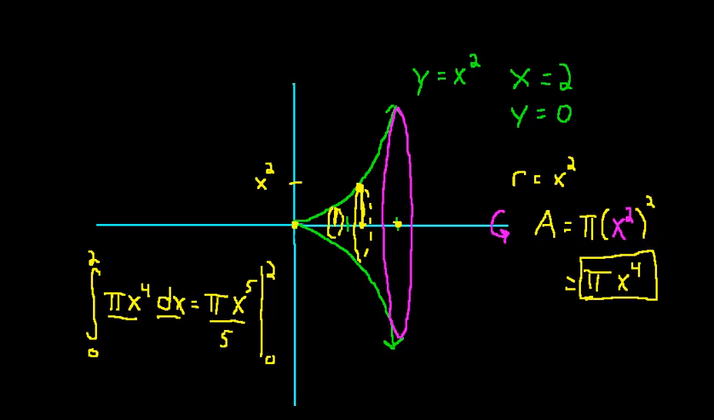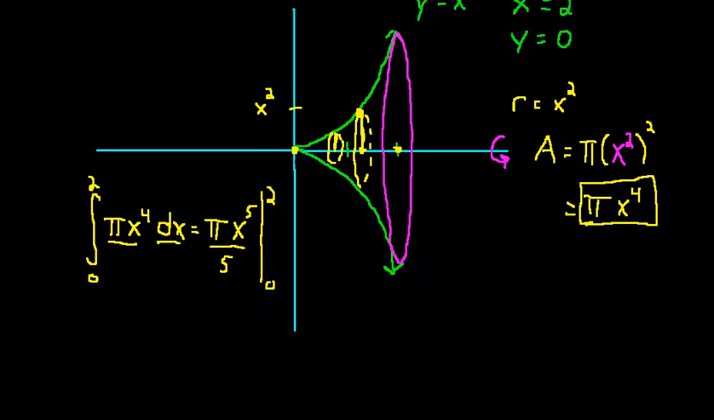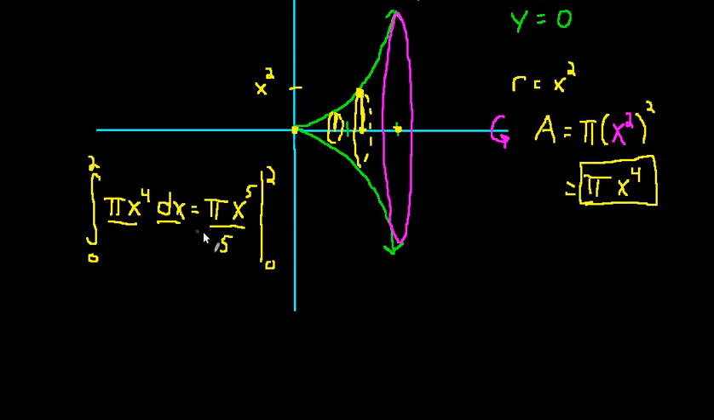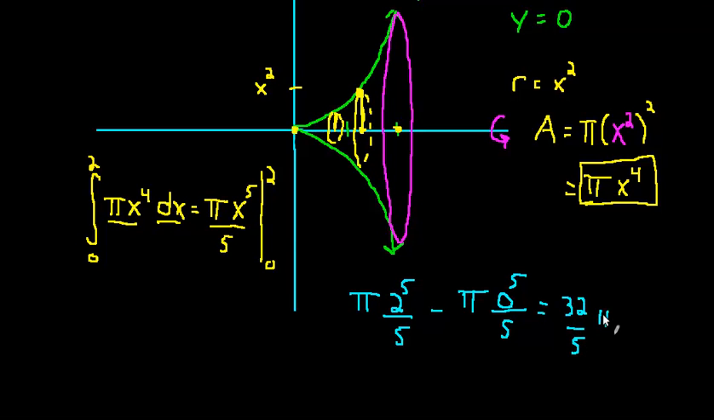Let me scroll up a little bit to give me a little bit more room. Okay, here we go. Now let's go ahead and evaluate this. I'm going to do it down here. Pi times 2 to the fifth over 5 minus pi times 0 to the fifth over 5. If you do this calculation, 2 to the fifth is 32, divided by 5, so it's 32 over 5 pi.